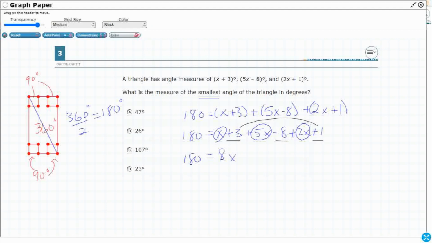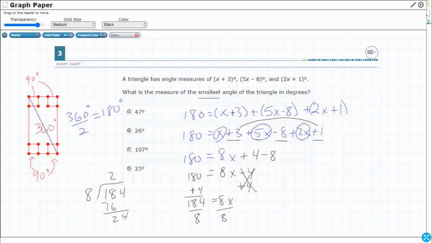And then I've got a plus 3 minus 8 plus 1. All right, so my plus 3 and plus 1 is plus 4. Plus 4 minus 8. So really that's just going to be 180 equals 8x minus 4. Now if I want to isolate that x, I need to add a 4 to both sides. And that's going to give me 184 equals 8x. Now I can divide by 8. What is that going to give me? 8 into 184. That's going to give me twice 16, 24. Okay. x equals 23.